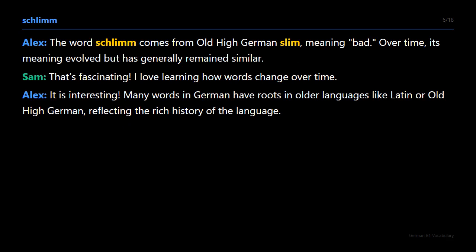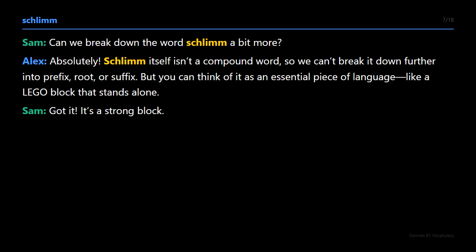Can we break down the word schlimm a bit more? Absolutely. Schlimm itself isn't a compound word, so we can't break it down further into prefix, root, or suffix. But you can think of it as an essential piece of language like a Lego block that stands alone. Got it. It's a strong block.